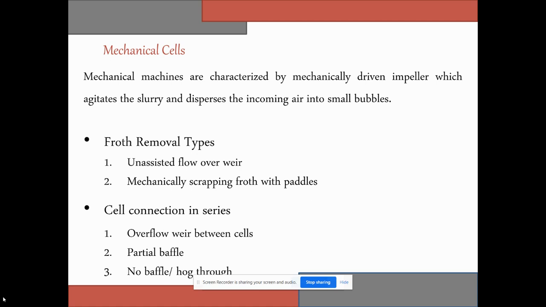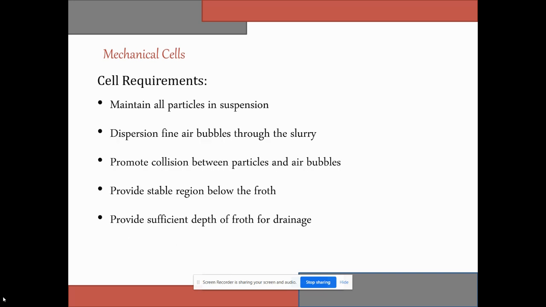As we can see, the mechanical machines are characterized by a mechanically driven impeller which agitates the slurry and disperses the incoming air into small bubbles. They are of two types, froth removal type and cell connection in series, the details of which I will explain in the next slide.